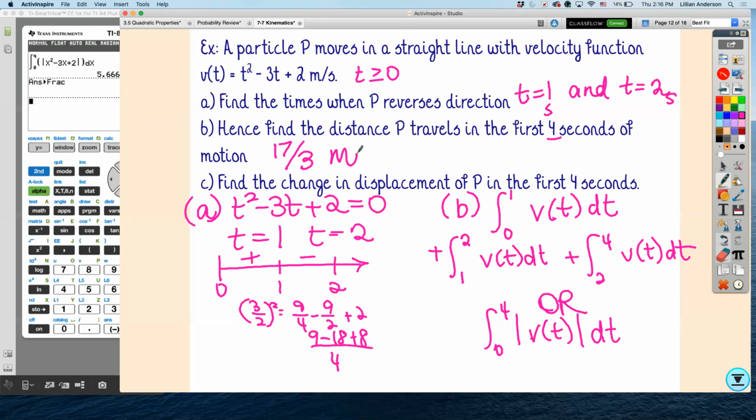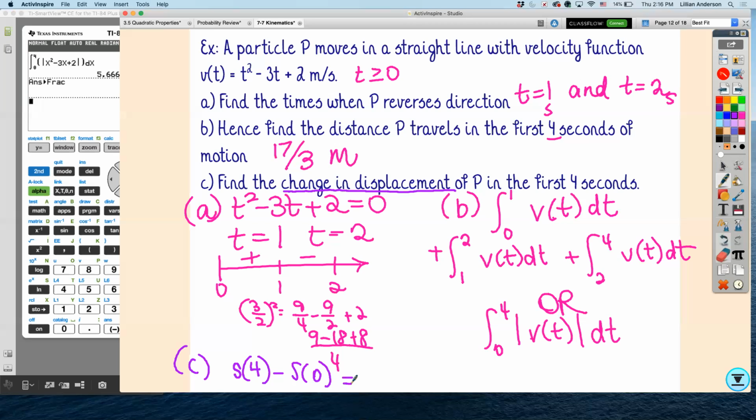Now it asks us for our change in displacement over the first 4 seconds. Change in displacement is what formula? It's the same thing, just not absolute value. Or the S of T2 minus the S of T1, right? Yes. So first 4 seconds, T2 would be 4, T1 would be 0. So then I just need my displacement function. Plug in 4, plug in 0, and get that.